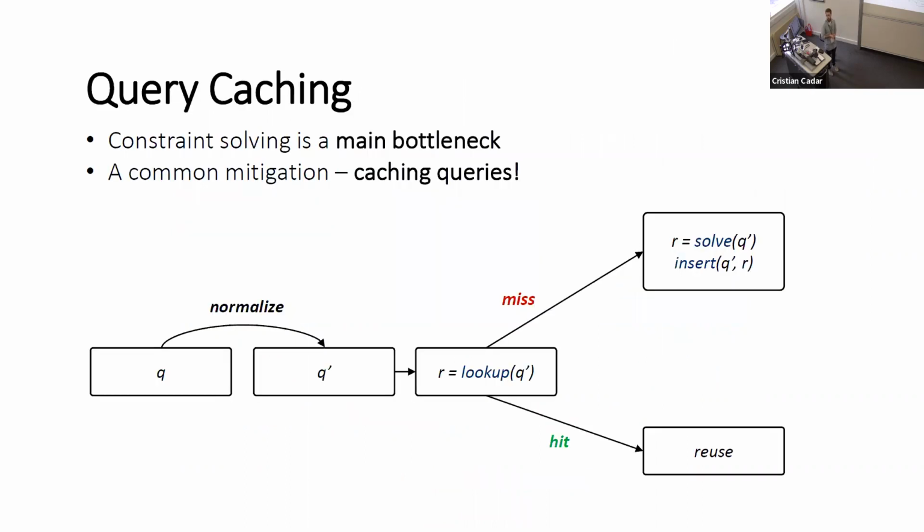So, as we all know, constraint solving is a main bottleneck in symbolic execution, and a common mitigation for this problem is simply caching queries. Query caching works as follows. Given a query Q, we first normalize it to a query Q', and then we check our cache. If we have a miss, then we solve Q' and store the result in the cache, and otherwise we have a hit and we can reuse the previously computed result.